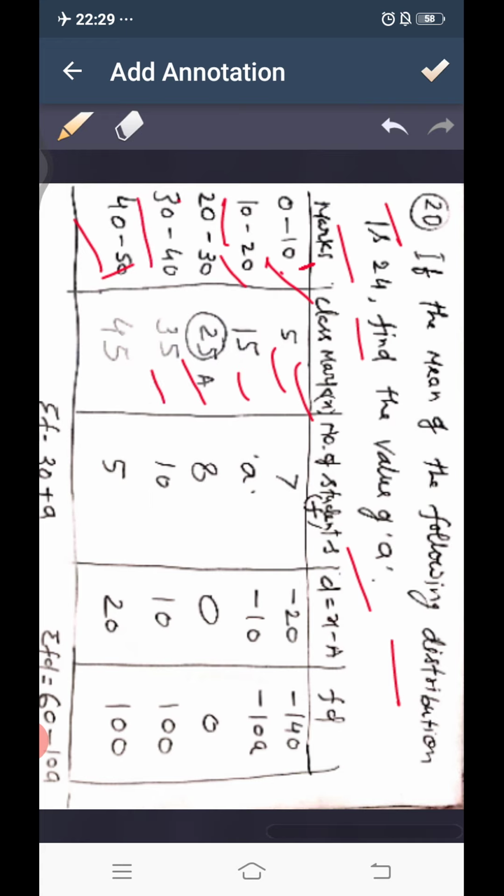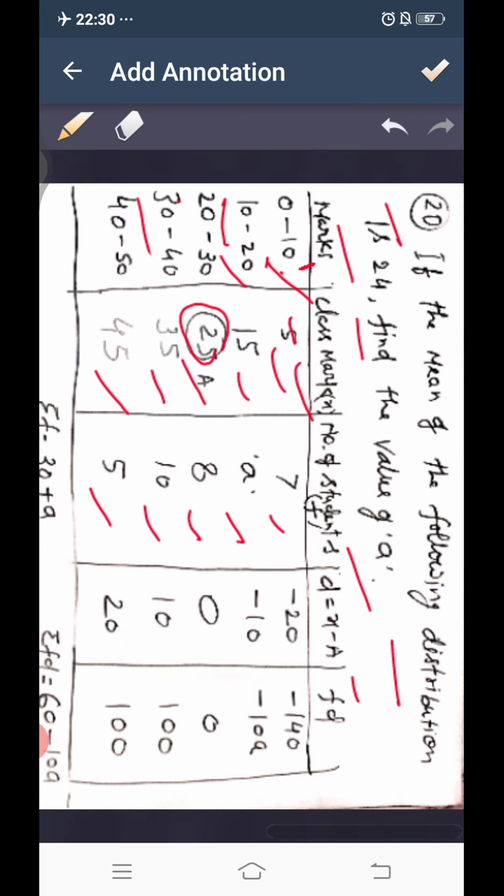And 40 plus 50 upon 2, that is 45. Now, frequency given 7, A, 8, 10 and 5. Now we find out here D. D equal to x minus A. So first let us assume A. So in the middle we can see 25 is there. So we can assume 25 as assumed mean.